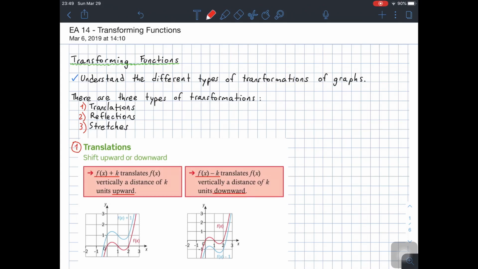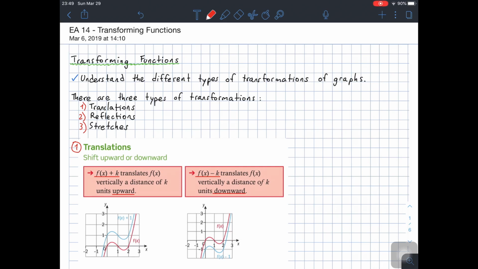We're going to cover the topic transforming functions. So basically what we're going to be studying today is the different types of transformations that any type of function may undergo. Okay? So the objective for this class is to understand the different types of transformation of graphs.